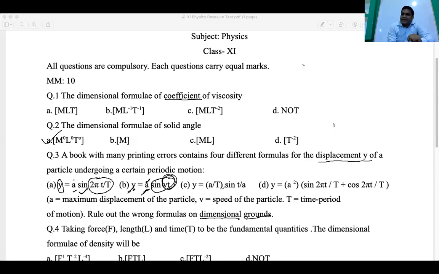So coming to this, you can see it will be wrong. This is totally wrong. It can't be. And sir, if you see this formula, y is equal to a square, this is also totally wrong.